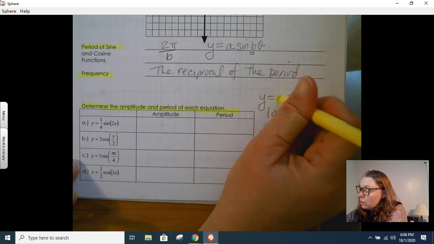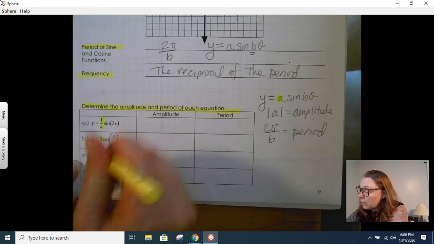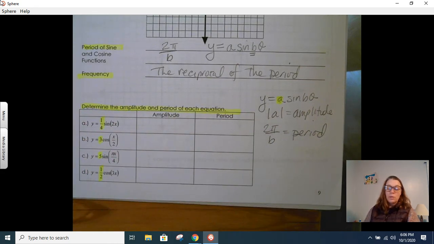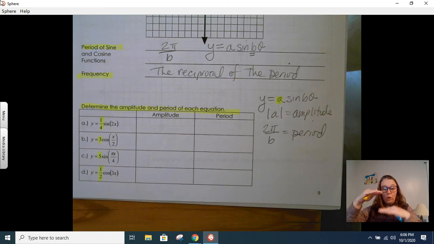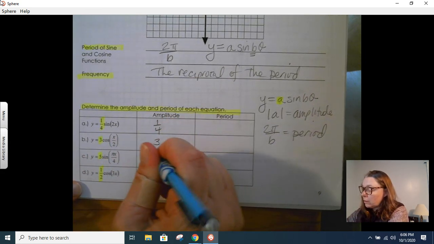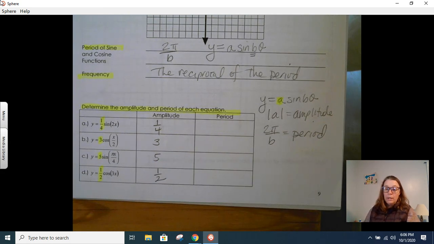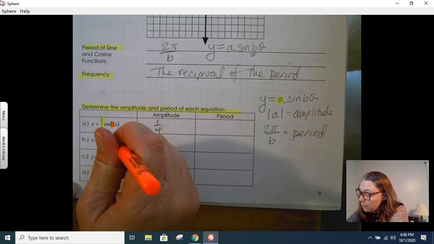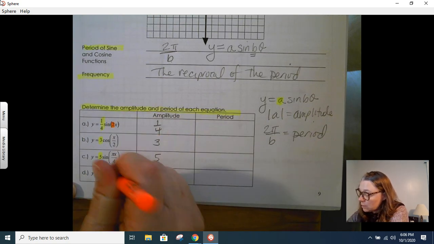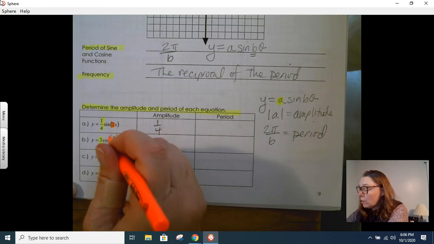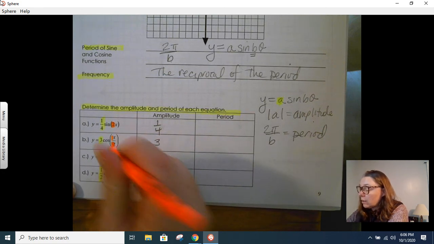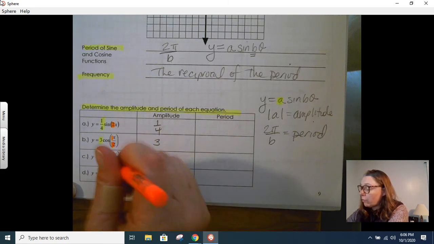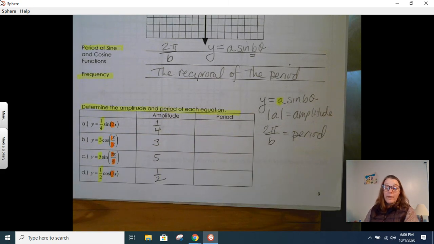Okay, so amplitude comes from our a value, and it's the number in front. That tells us, for this one, I would be graphing a sine, and then I'd go a quarter up and a quarter down. That would be where my max and min is, or this would be up, down 3 or 5 or 1/2. Those are pretty easy to pick out. For period, it's 2 pi divided by b. So in this case, the b is the number being multiplied. That one's easy enough to see, 2, and this one's easy enough to see, 3. But then here you'd have to think of this as 1/2 being multiplied by your x, and then here pi over 4. Those are my b values.